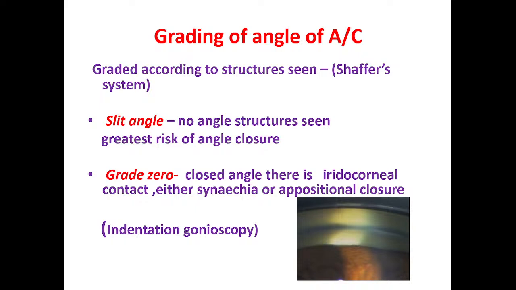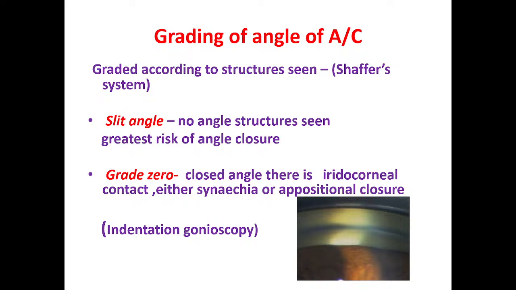Okay. So, how do we differentiate between these two? Is this closed angle, the 0 angle, only apposition between the cornea and the iris, or is there an adhesion between these two? So, how to differentiate this? Very important. So, we will do an indentation gonioscopy. It means you have to indent the cornea with the help of a gonioscope. Okay, known as indentation gonioscopy. So, what are you doing by indenting? If you indent the center of the cornea with the gonioscope, you are trying to push the aqueous humor into the angle.